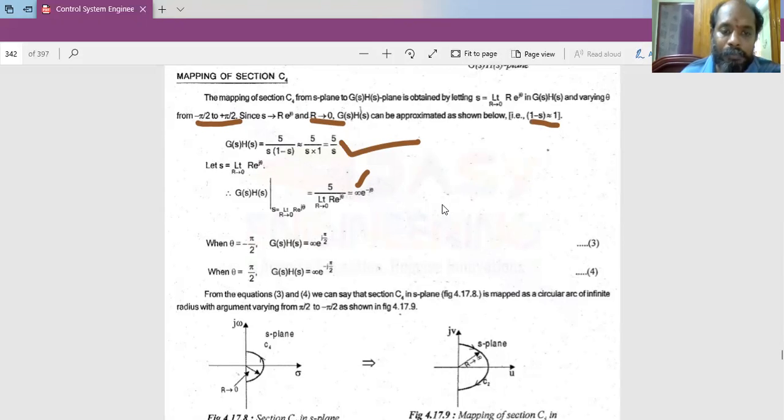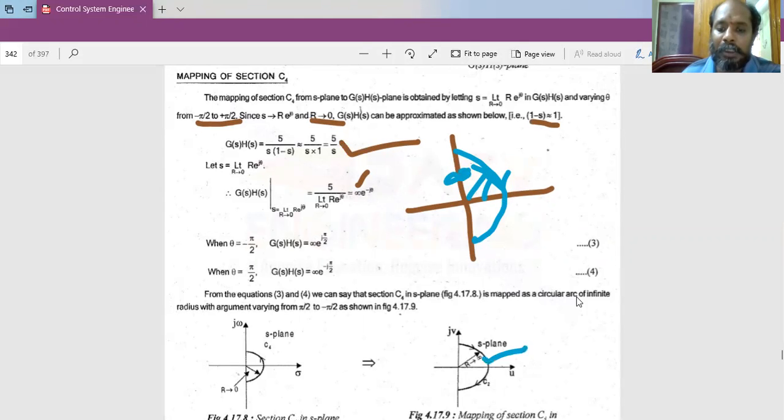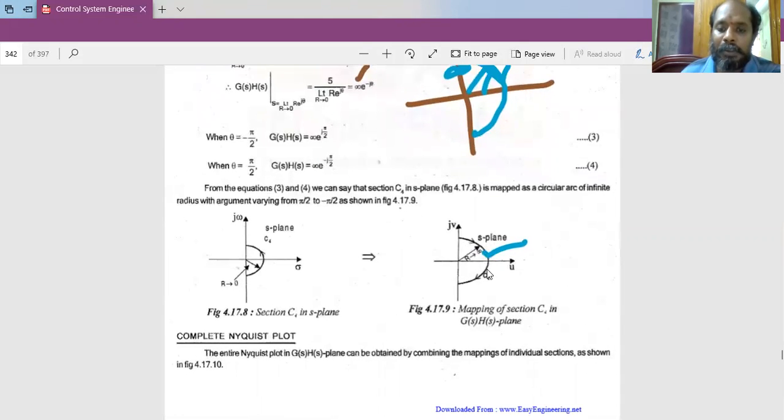So how to map it? Since the radius is infinite, it varies from 90 to minus 90. So you take this g of s, h of s plane. So my plus 90, it starts from plus 90, it goes to minus 90. How it goes? Plus 90, 0, minus 90 in this direction. And the radius r is infinite. R is infinite, you can see it here, R is infinite. Okay, this is how.